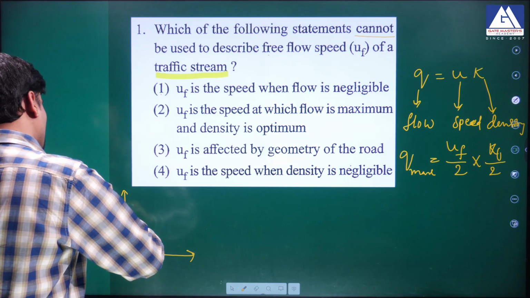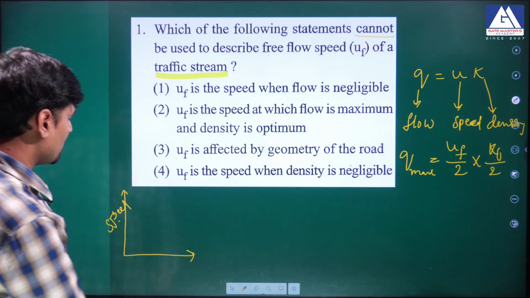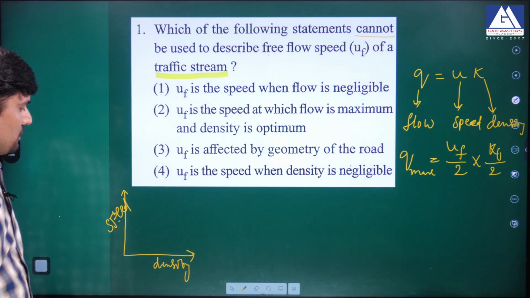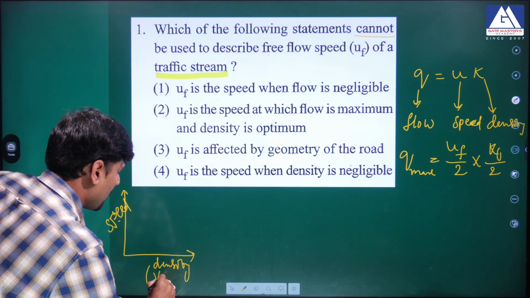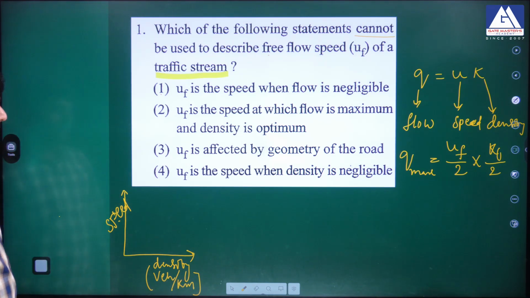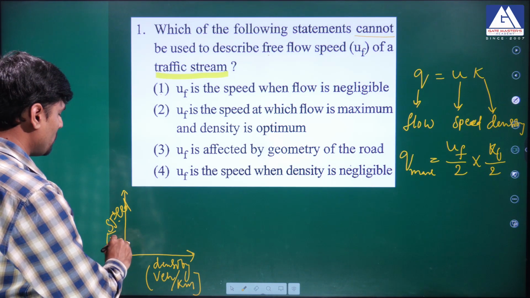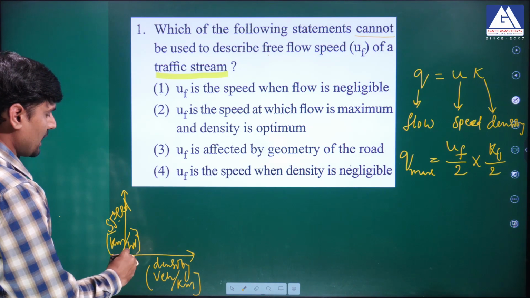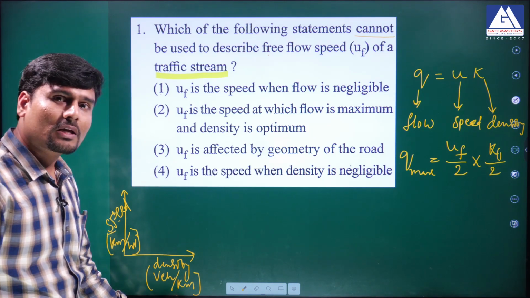Say if we consider the speed on the y axis and density on the x axis. Density indicates the number of vehicles present in a given section. That means vehicles per kilometer. Speed is kilometers per hour, that means distance per time, and here it is the number of vehicles present in a kilometer.